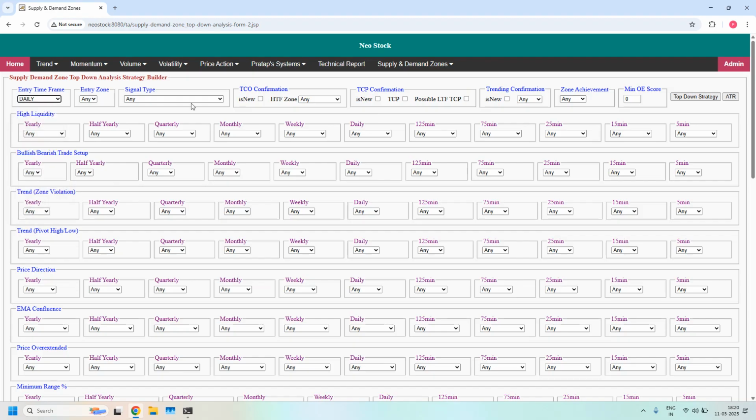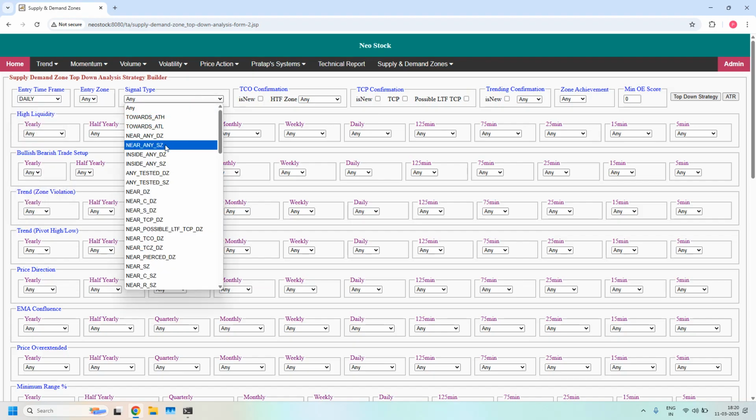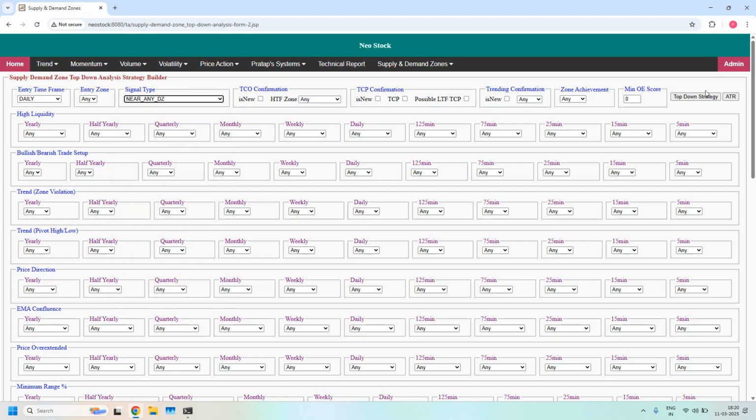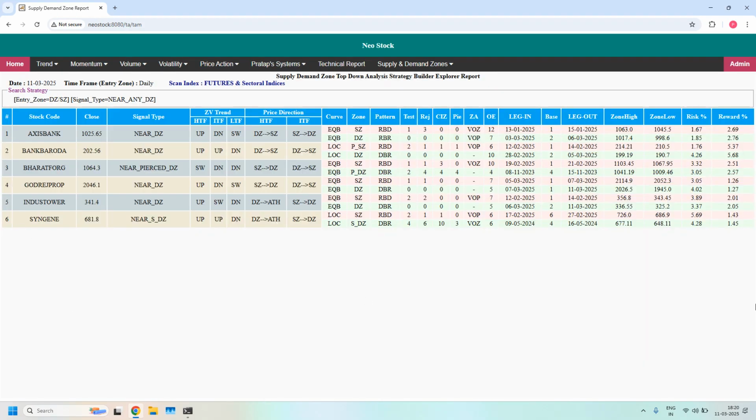Entry time frame daily. Let us find the stocks near daily demand zone. We got 6 stocks. Let us identify high liquidity daily demand zones from this list. It is a pierced zone, so we can't select it for the HLQ zone strategy. We don't have any valid high liquidity daily demand zones from this list for our HLQ zone strategy.